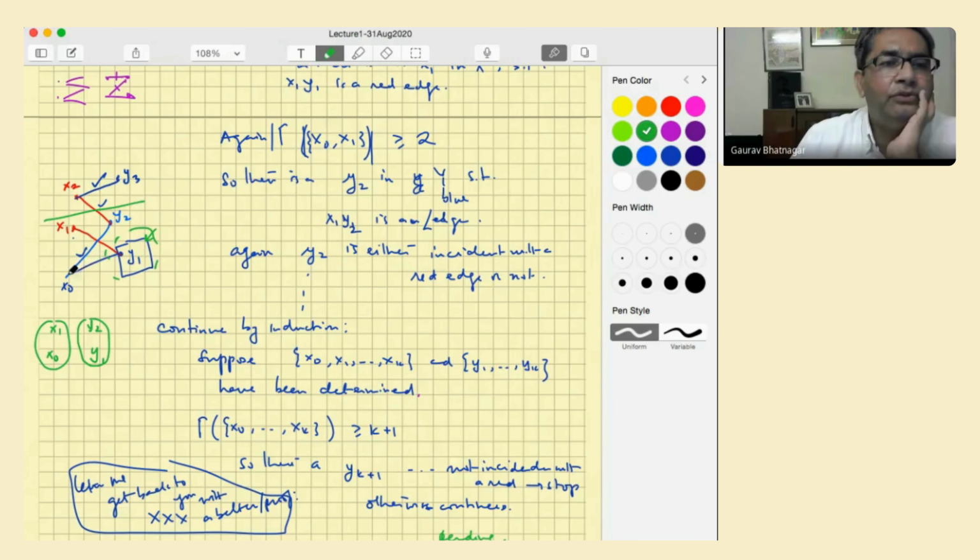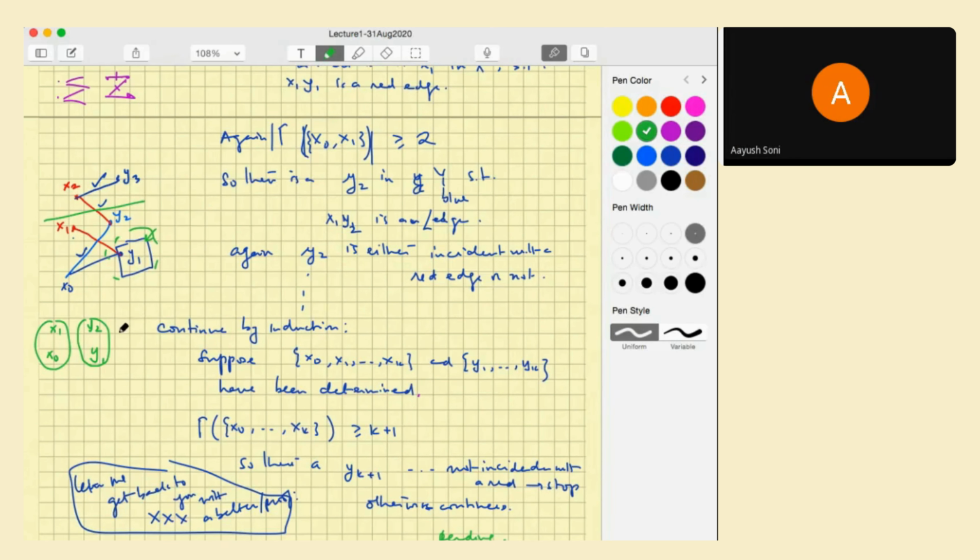I mean, we have to stop at the blue edge somewhere. So if x0 y2 is a blue edge, then that is our required blue path, right? Then we can just completely ignore the x0 y1 path.